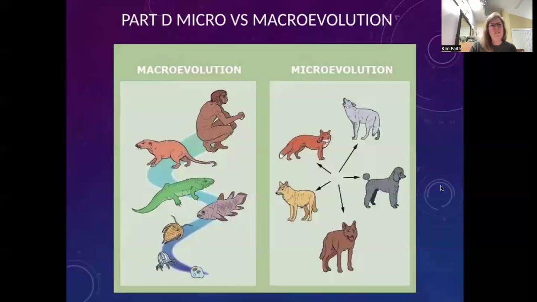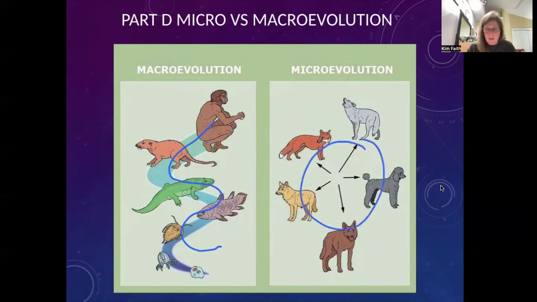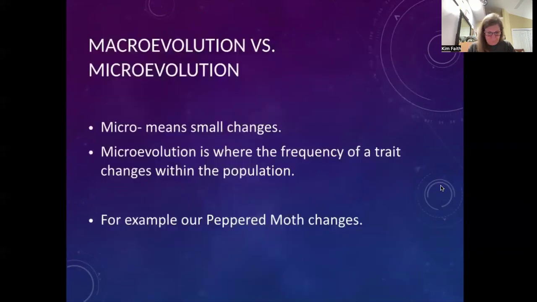All right, Unit 5, Part D, micro versus macro evolution. So when most people think about evolution, they're thinking like this, and how organisms have changed dramatically over time. And yet when I was hinting and talking a little bit about microevolution in the last presentation, that's just a change within that population over time. And that's what we're going to talk about moving forward.